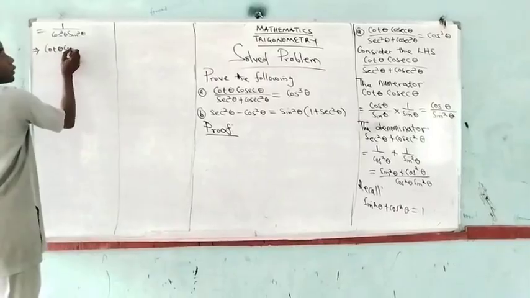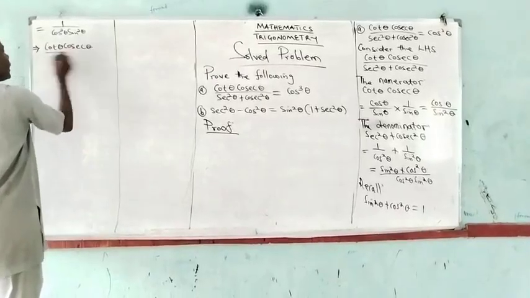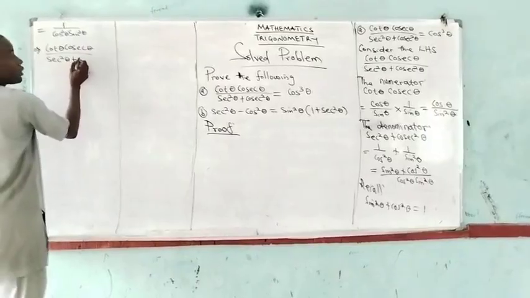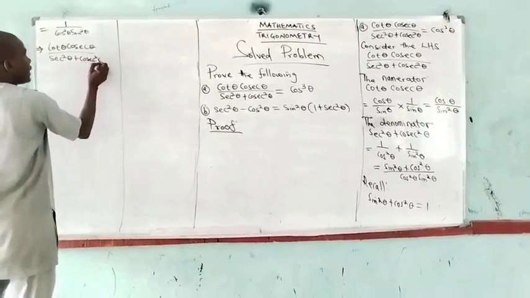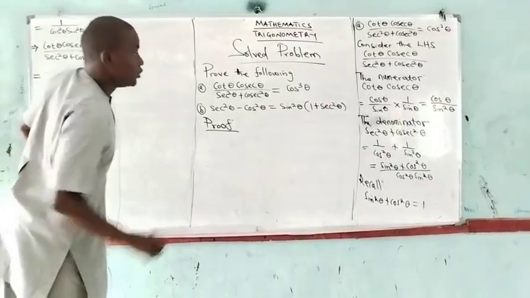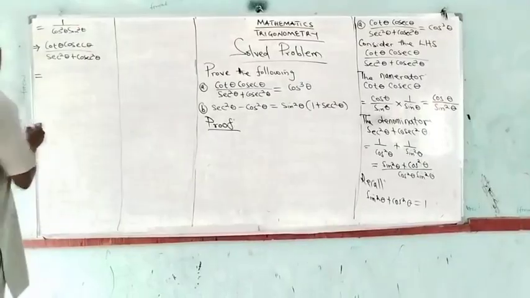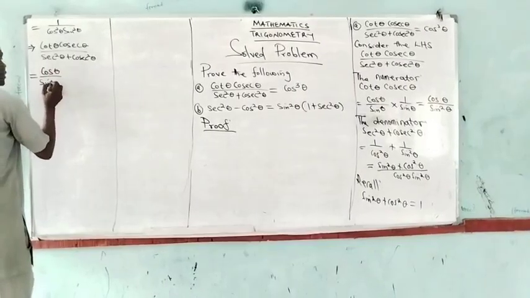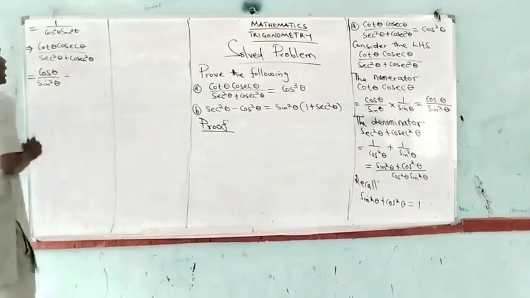Cot theta cosec theta divided by sec square theta plus cosec square theta is equal to what? What do we get there? Our numerator is what? Cos theta all over sine square theta, then divide by, what do you get here?